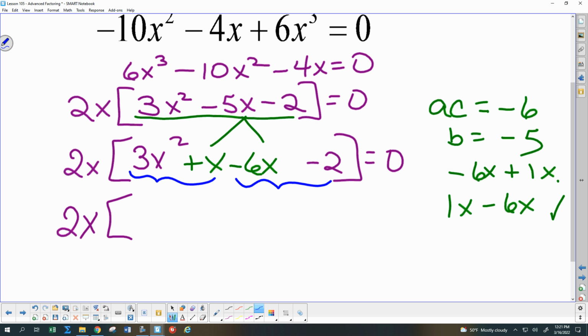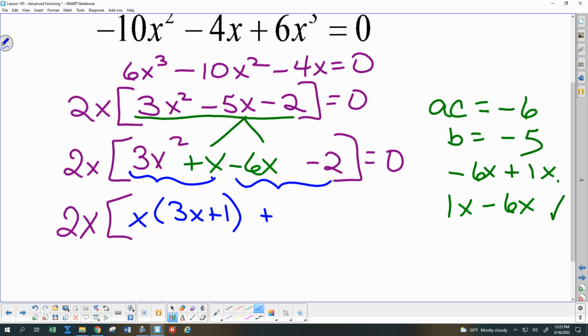And what will be my GCF for 3x squared plus x? Austin? For 3x squared plus x, what is my GCF? It's going to be an x, which is going to leave me times 3x plus 1, right? Yesenia, what's my GCF for -6x minus 2? So either a +2 or a -2, we keep both in mind.